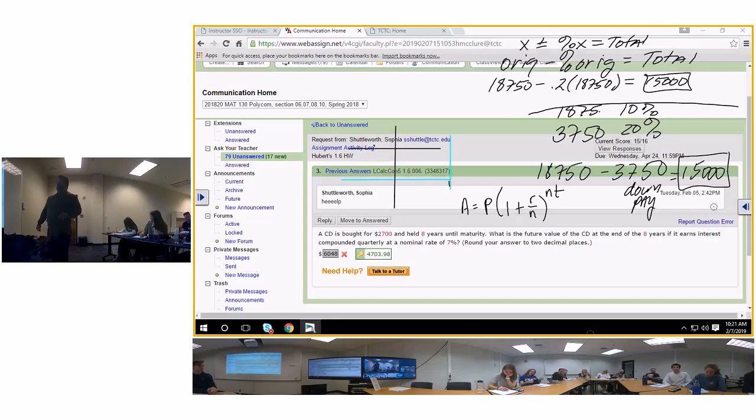R is your rate, which is 0.07. And compounded quarterly, what's quarterly? N is equal to 4. That's 4 times a year. Okay, what's semi-annually? Twice, so that would be N is equal to 2. What is daily? N would be what? 365.